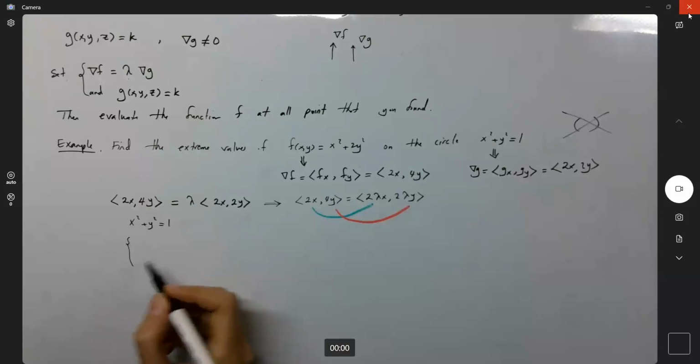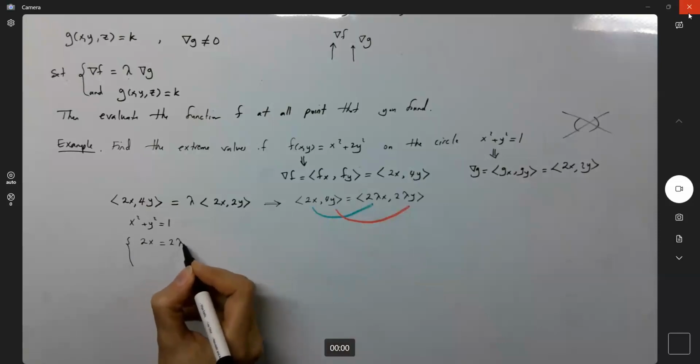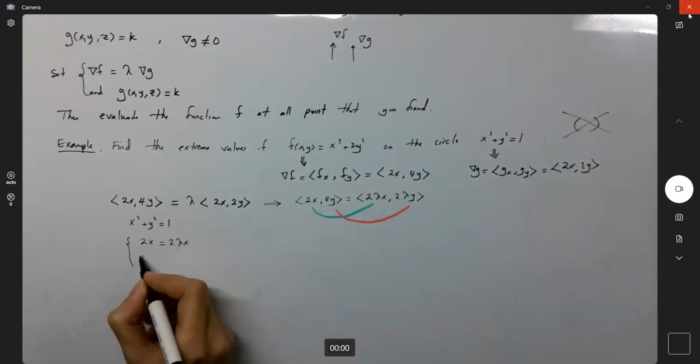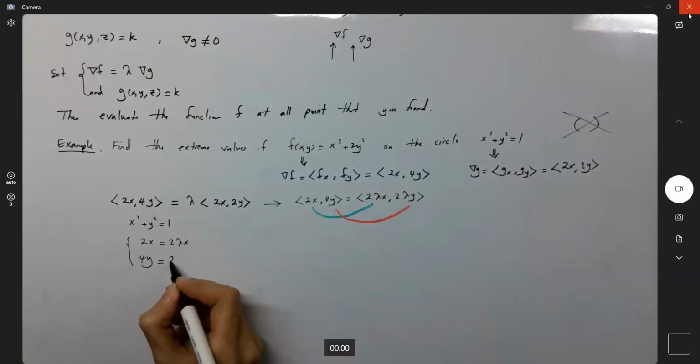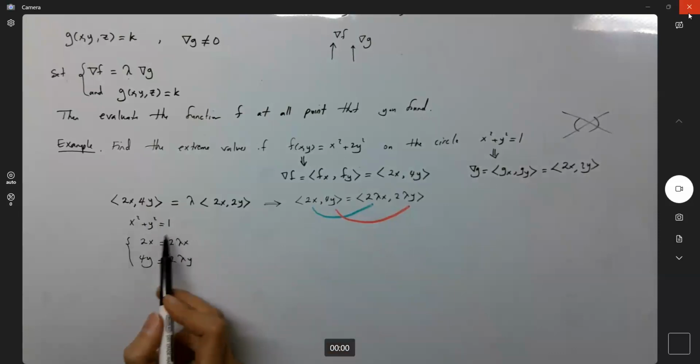I'm going to write them down here. 2x is equal to 2 lambda x, and 4y is equal to 2 lambda y. I'm just writing these two equations down here because eventually you're going to use this relation as well. Well, okay.